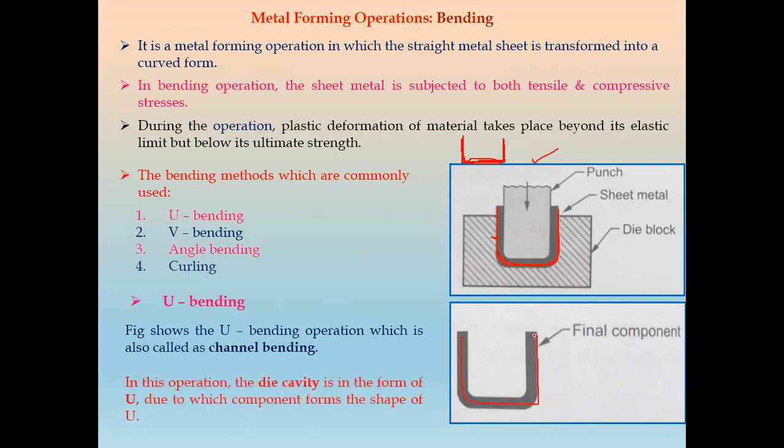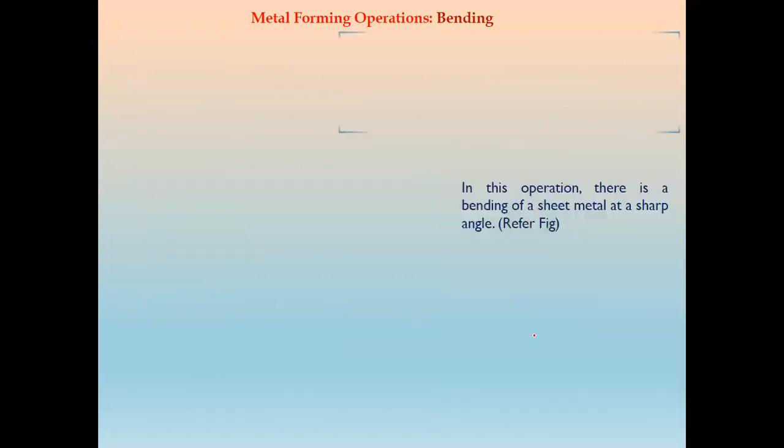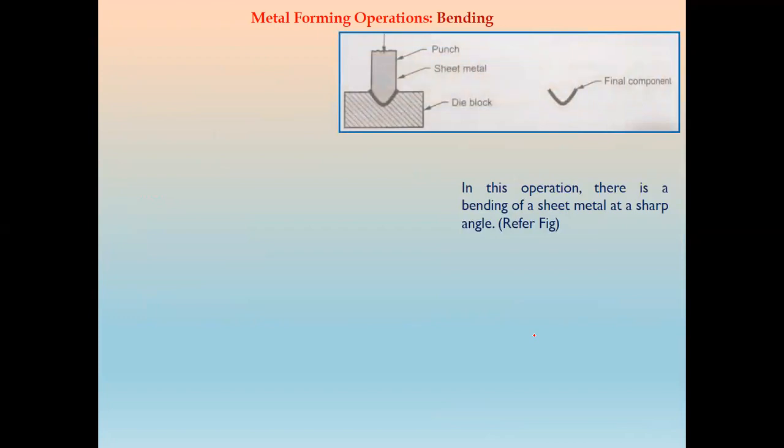In this operation, the die cavity is in the form of a U, due to which the component is also formed having the shape U. So this is the U bending.